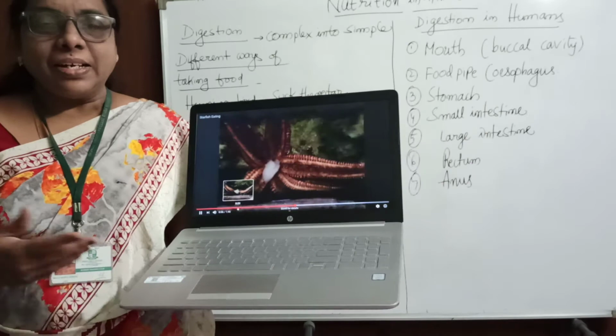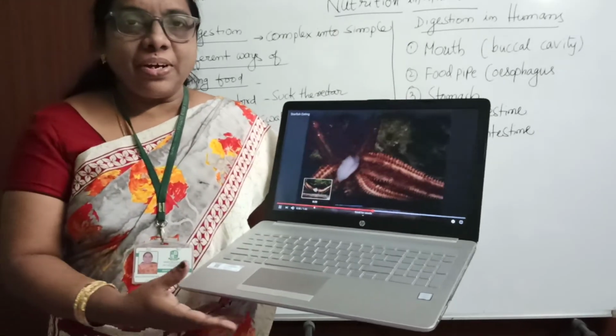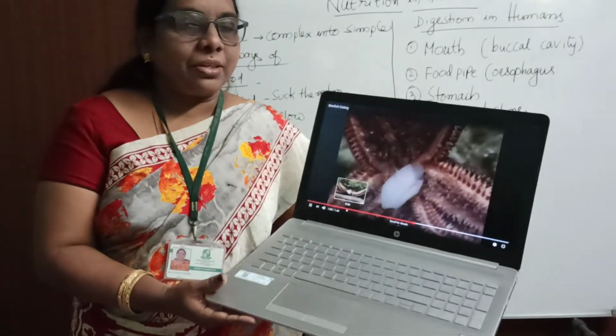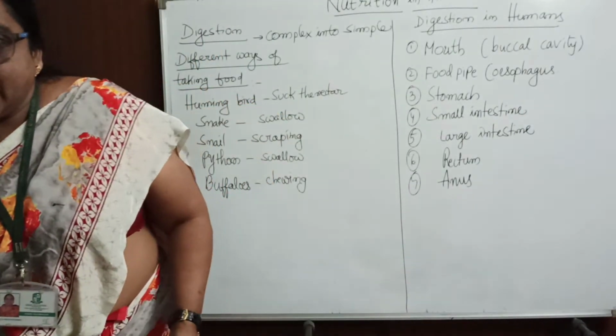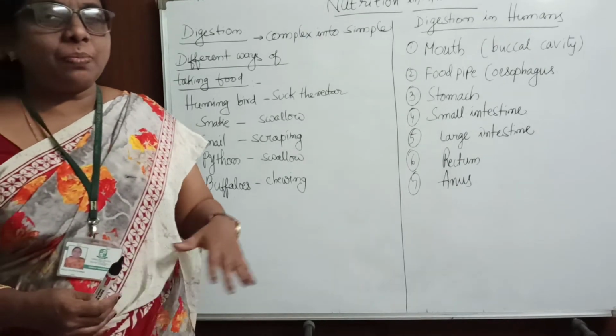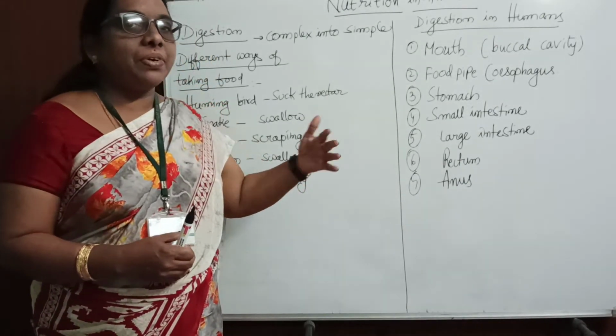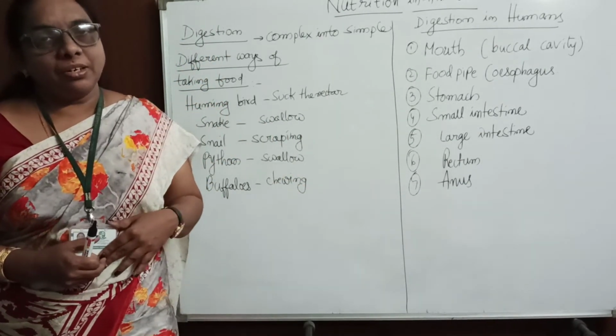Okay, children, this is something different. In a different way the food is taken by the starfish. So like that, all the organisms present on land have different mechanisms to take food.